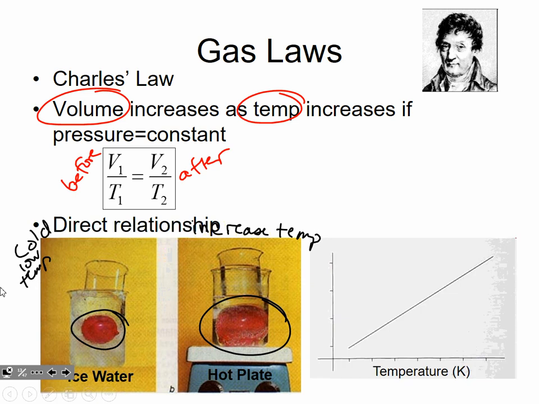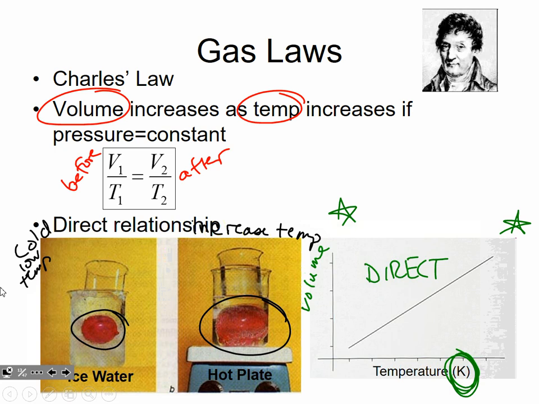Once again, I'd like you to please sketch this graph in. This is our graphical representation of this. Notice, that's going to be super important: temperature in Kelvin is on the x-axis, and then volume is on the y-axis. This is our direct graphical representation that as the temperature gets higher, so does the volume.